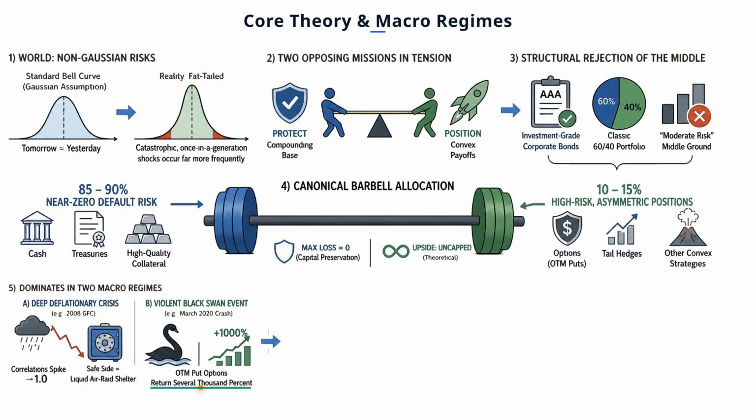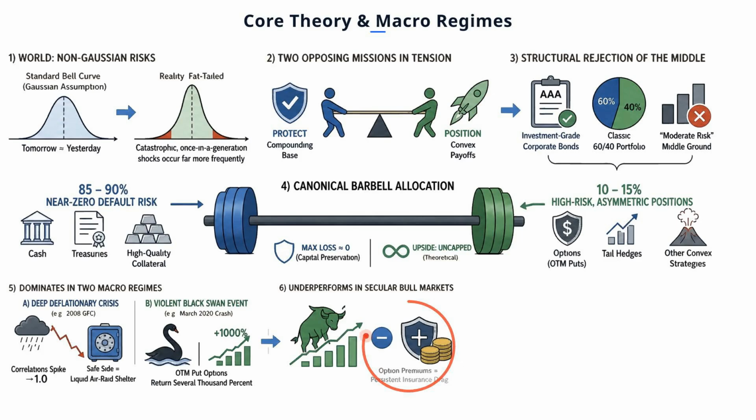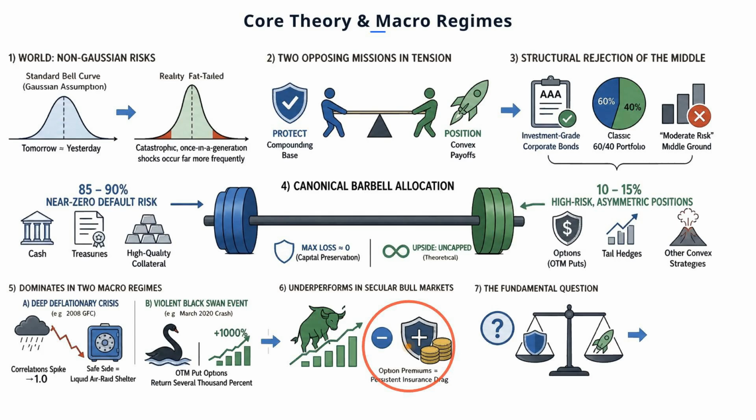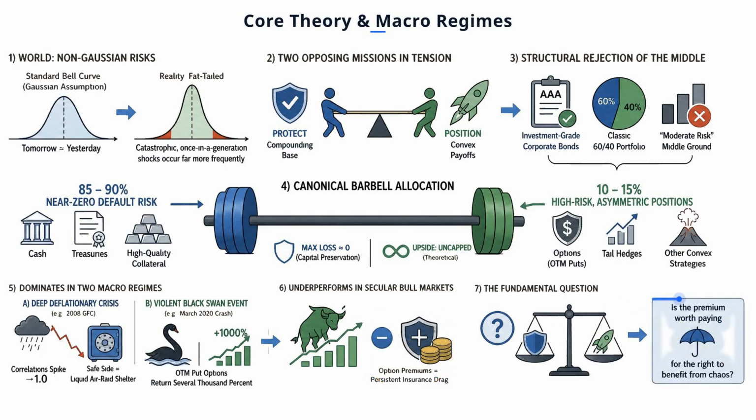return several thousand percent. While this structure deliberately underperforms during secular bull markets, where the cost of option premiums acts as a persistent insurance drag, it ensures the investor survives to buy the rubble when others are liquidated. The fundamental question is whether that premium is a price worth paying for the right to benefit from chaos.